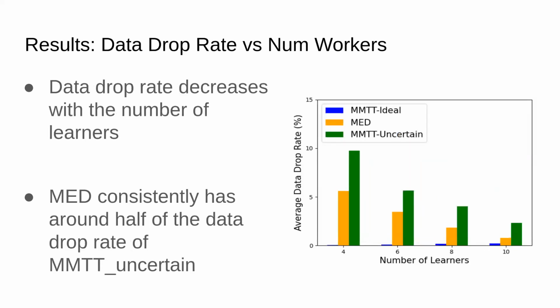In terms of data dropped, the R scheme, MED, consistently performs around halfway between MMTT ideal and MMTT uncertain. So it loses only around half of the data samples that the uncertainty naive approach loses.